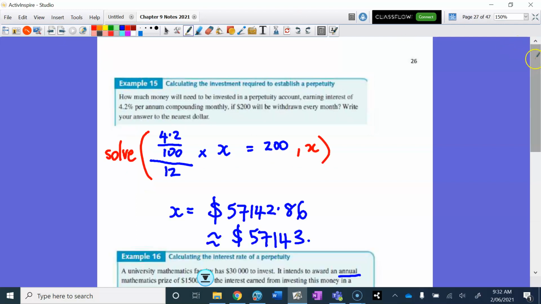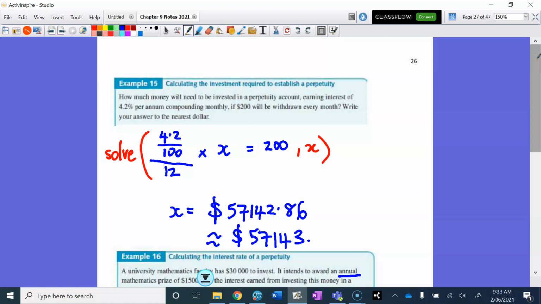So when we're using that information to calculate some of these other examples, we might get asked something like how much money would need to be invested in a perpetuity account. They give us the information about the interest being 4.2% per annum, compounding monthly. If the payment that's going to be withdrawn every month is $200, how much would need to be in there in the first place in order to earn a $200 interest payment?